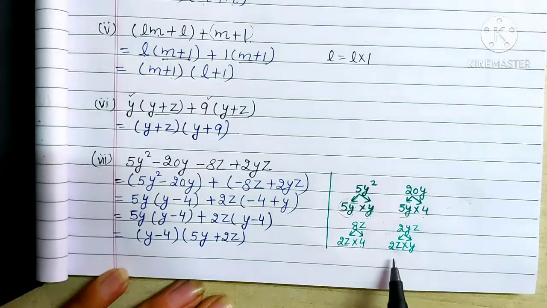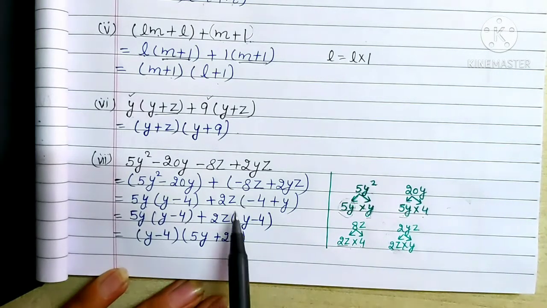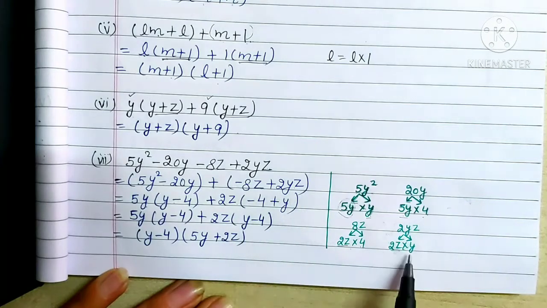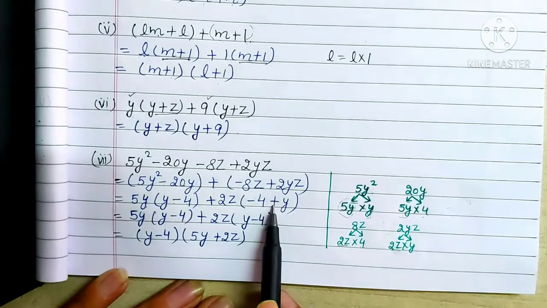Similarly, 2yz, what can I write? I can write it as 2z multiply y. 2z I have taken from 2yz. Then only y will be left, with a plus symbol.